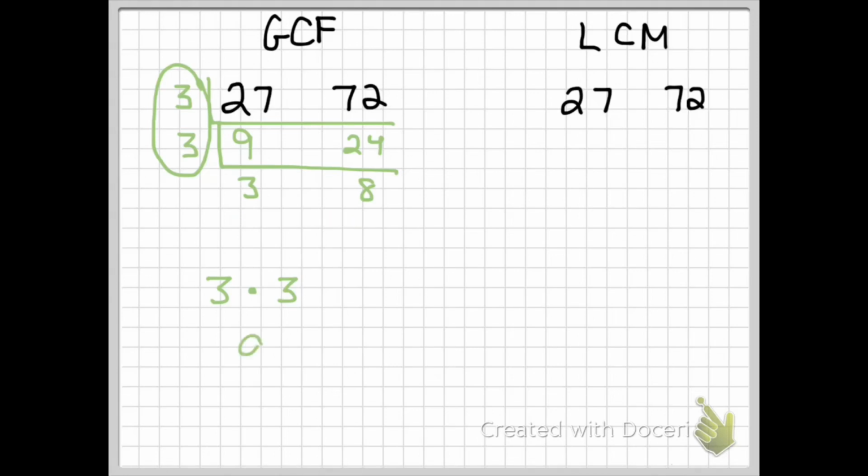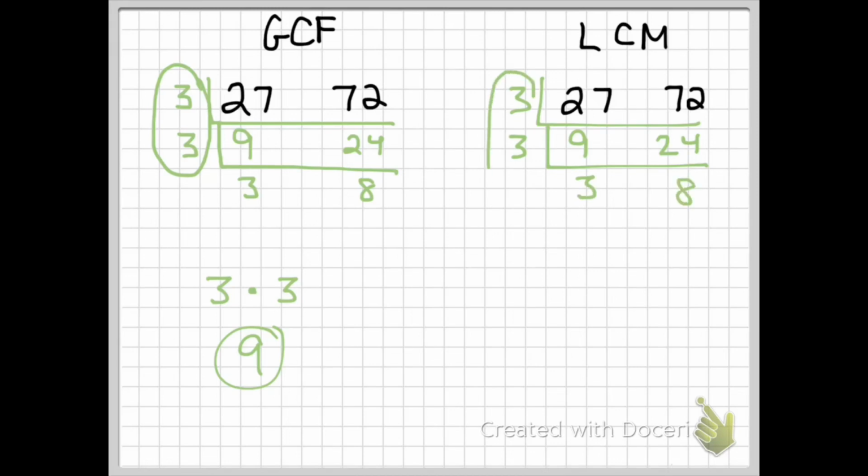So 3 times 3 is 9. So that would be our GCF for 27 and 72. We'll start over. Obviously, we're going to get the same results. 9, 24, use 3 again. 3, 8. Now, in this case, we're going to take all of our numbers here. So we have 3 times 3 times 3 times 8.